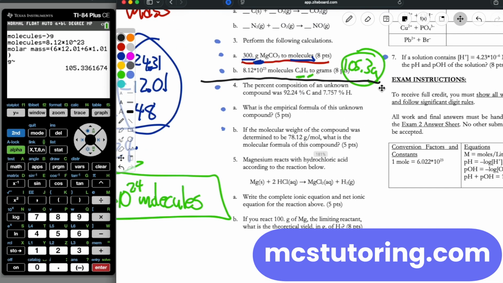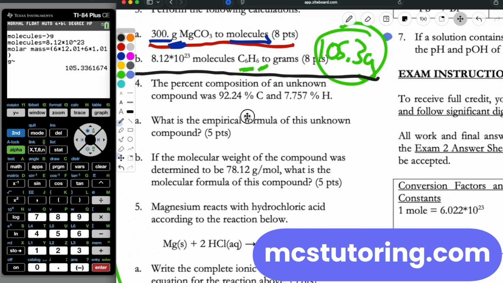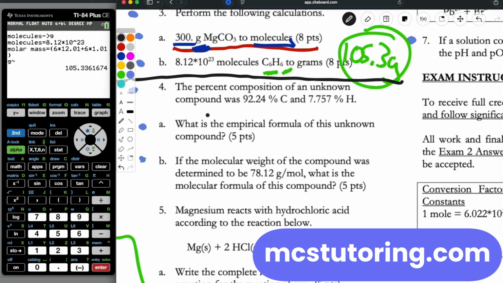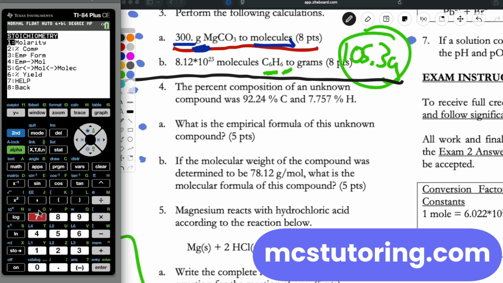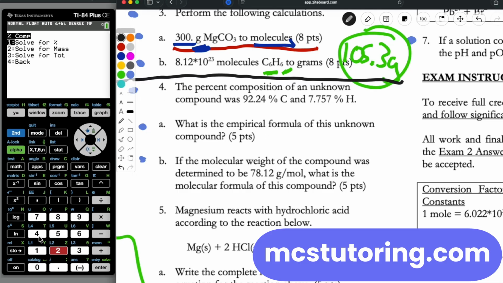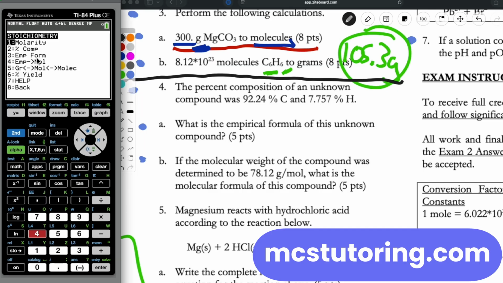I'm going to zoom in again so you guys can see totally what's going on here. What we want to do for this next thing, for number 4, I'm going to go back. And then stoichiometry, I want to know percent composition. That's percent comp. Oh my gosh, I probably should write that out. That might freak you out. Percent comp. We're solving for empirical formula. Oh my gosh, never mind. We got to go back. We want to go empirical formula, number 3.